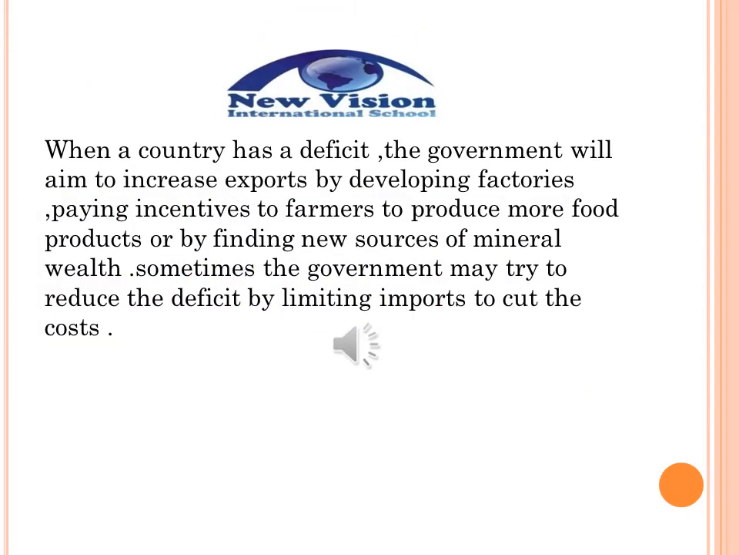When a country has a deficit, the government will aim to increase exports by developing factories, paying incentives to farmers to produce more food products, or by finding new sources of mineral wealth. Sometimes the government may try to reduce the deficit by limiting imports to cut the cost.